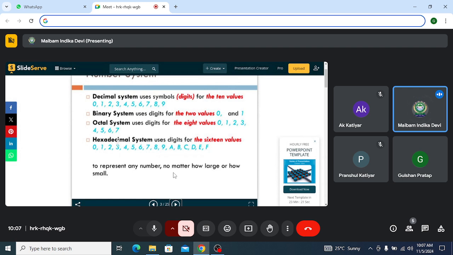Clear? Similarly, in the hexadecimal system, we have 16 values: 0 to 9, and then A, B, C, D, E, F. Here A is like 10. So when you have 10 marbles and you use the hexadecimal system to represent that, you represent 10 by A, 11 by B, 12 by C, 13 by D, 14 by E, and 15 by F. So F is similar to 15. These are the values or symbols used in the four numbering systems available.